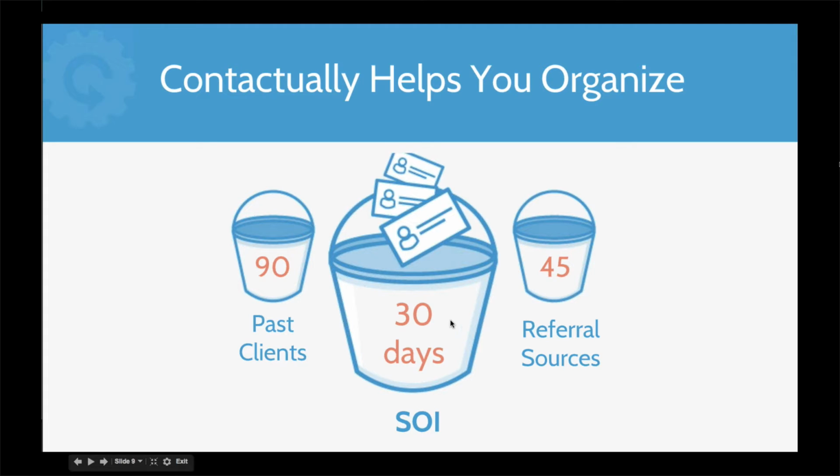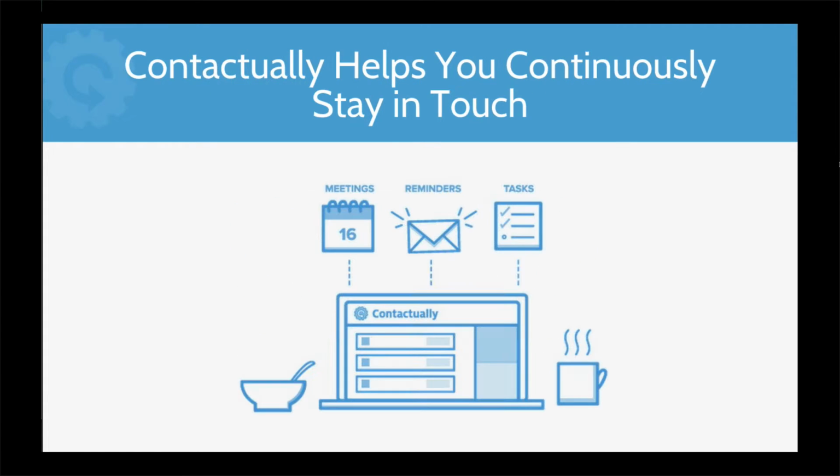Okay, so what does that mean? Well, that means as you put people that are in your sphere of influence into this bucket, Contactually will monitor your communication because we're connected to all these data sources. We'll figure out when was the last time that you communicated with them. And if it recognizes that 30 days of no communication have gone by for someone in this bucket, you will get a prompt to reach out to them. And you'll get that prompt on your dashboard.